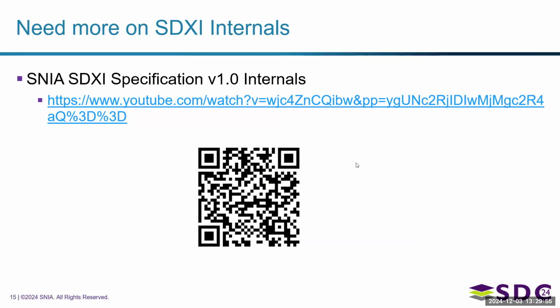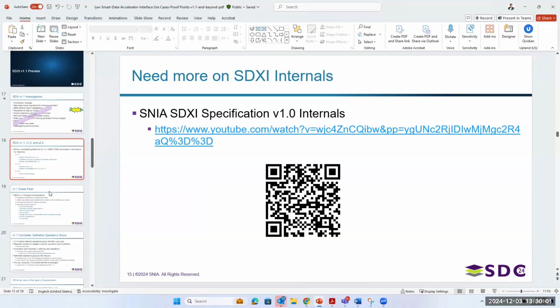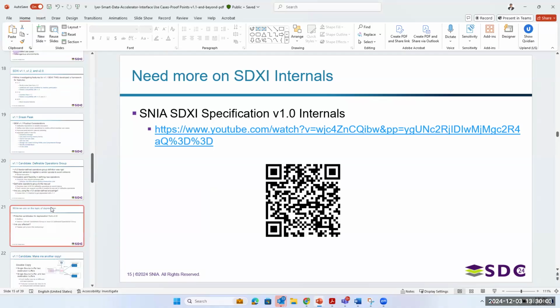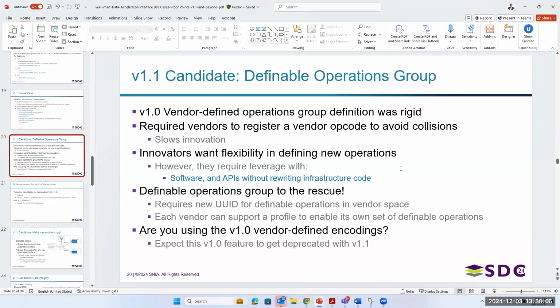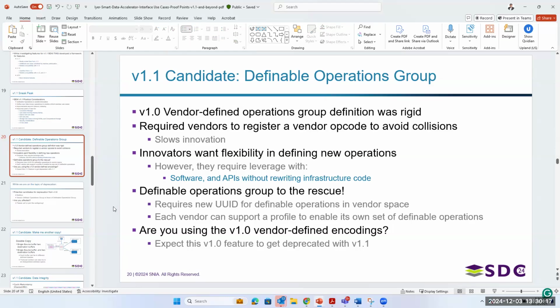Okay, so that was the quick whirlwind view of that. But just to give you a little bit more, we are also in 1.1 going towards what we call a definable operations group, which means that you can define a lot of the operations in a vendor-defined manner and still get all the benefits of what the framework standardization offers for you. You just need a new UUID for each definable operation that you want to describe.